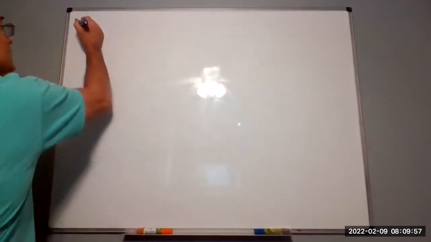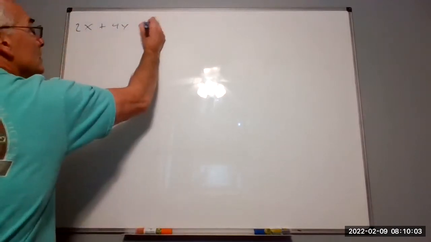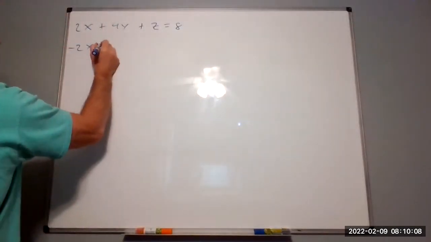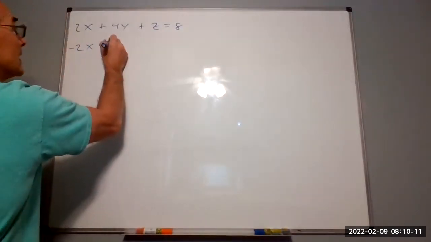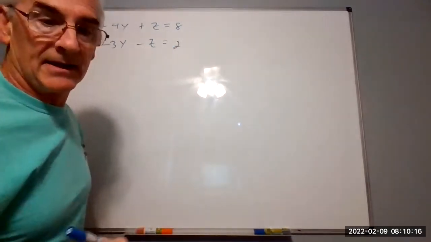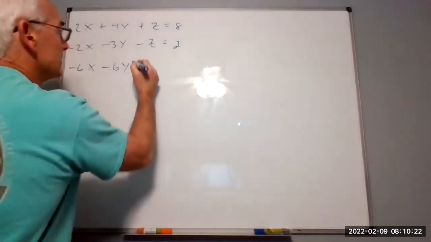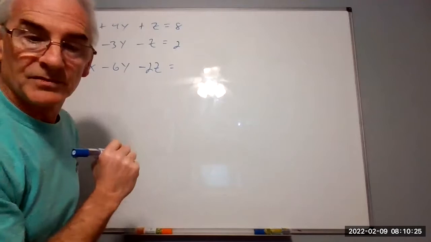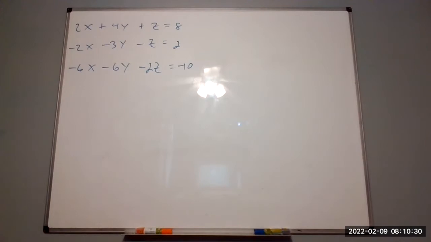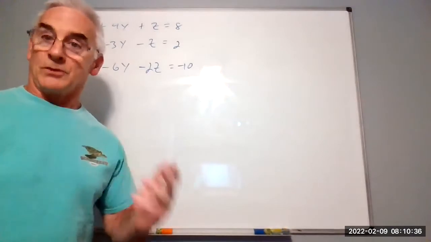So I have 2x plus 4y plus z equals 8. I have negative 2x, negative 3y, negative z equals 2. And I have negative 6x, negative 6y, negative 2z equals negative 10. I want to solve this system of equations. Now I know how to do it using a matrix and doing matrix operations. I would like to solve this system using the inverse.